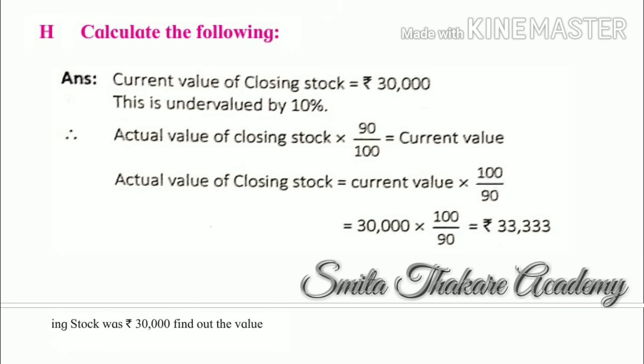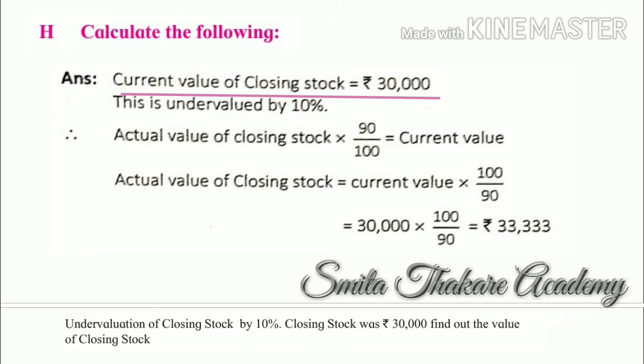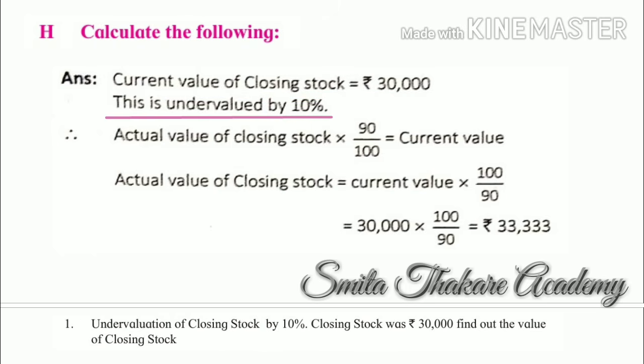Current value of a closing stock is given as 30,000. This is undervalued by 10%. Therefore, actual value of a closing stock will be 90 upon 100. क्योंकि ये कम दिखाया गया है, so it is going to get deducted from the 100, that is 100 minus 10 is equal to 90. So 90 divided by 100 is equal to current value.